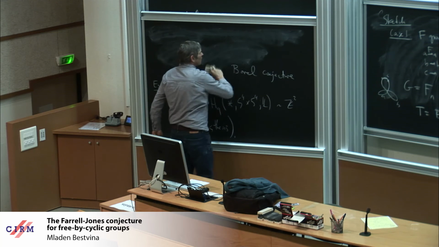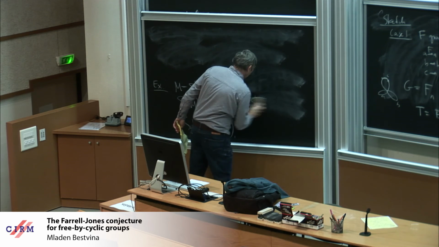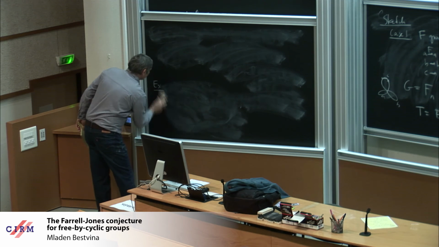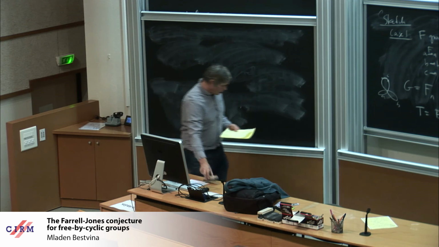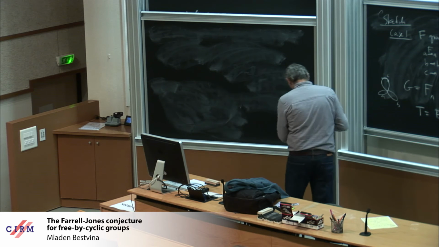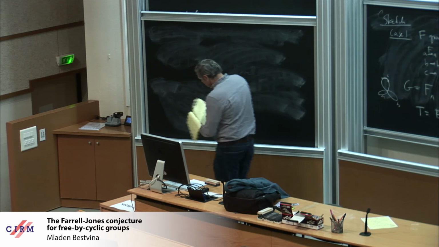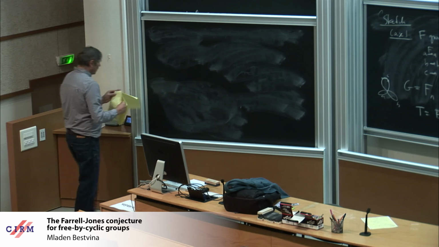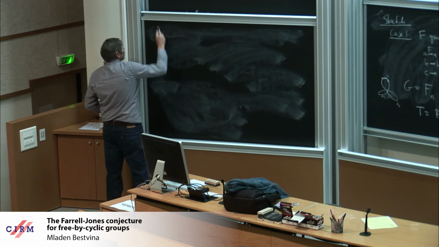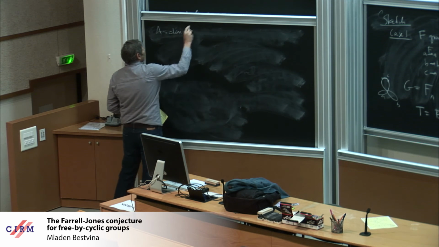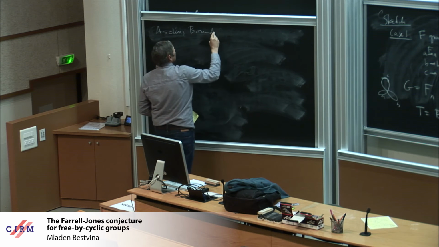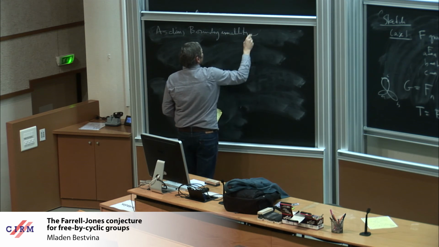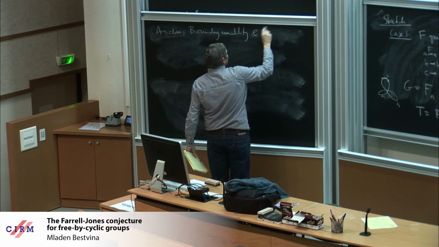So there are various properties that have the word amenability in them, and they all have very similar definitions. Let me just make sure I don't get this wrong. So this is going to be called asymptotic dimension, boundary amenability, and finite F amenability.